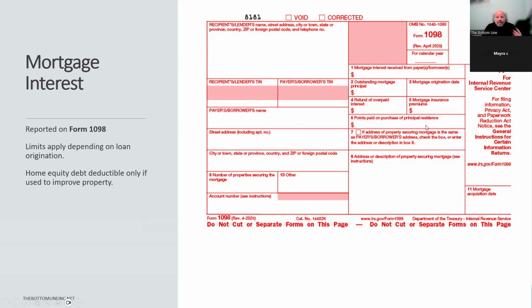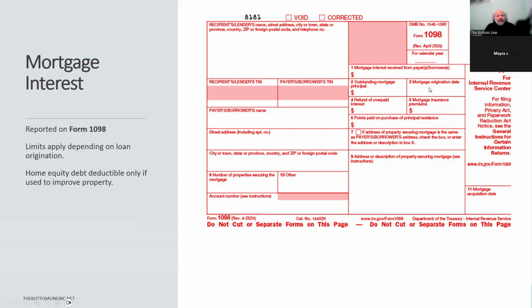So if somebody is just buying a home, a lot of times you'll pay points, and these are deductible. Often you will see real estate taxes. If real estate taxes are a part of the mortgage payment, they will be included in this form. So we want to look at this, and it's important.